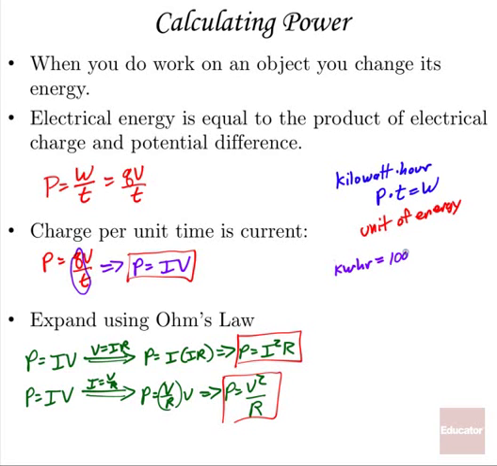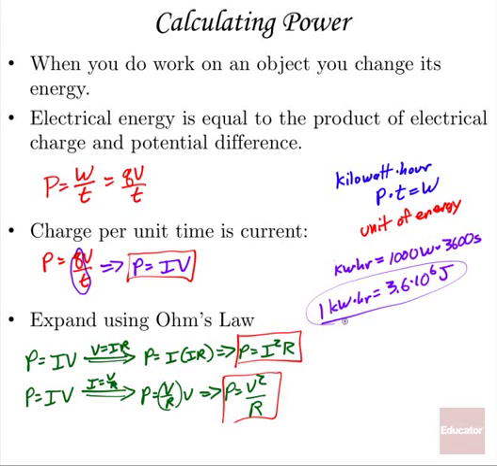1,000 watts times 3,600 seconds is going to give us 3.6 times 10 to the 6th joules equals 1 kilowatt hour. So a unit conversion there for someday if you're trying to figure out what your electrical bill is corresponding to.